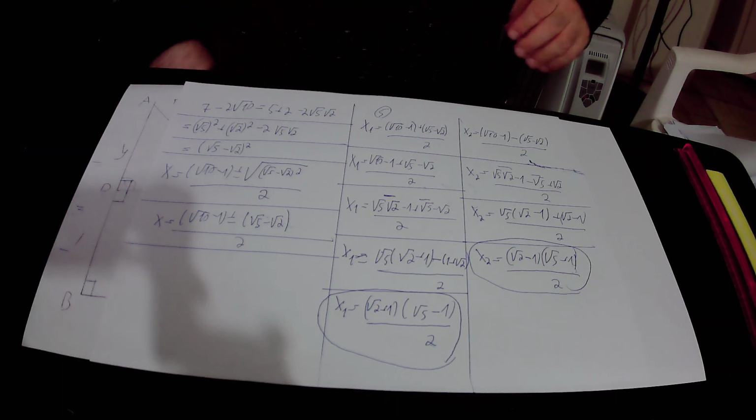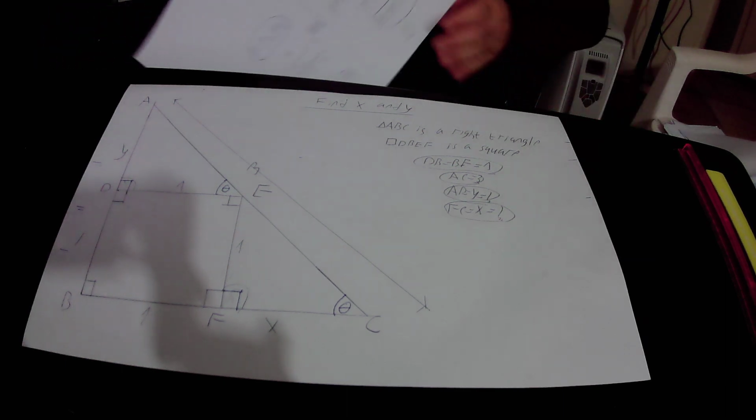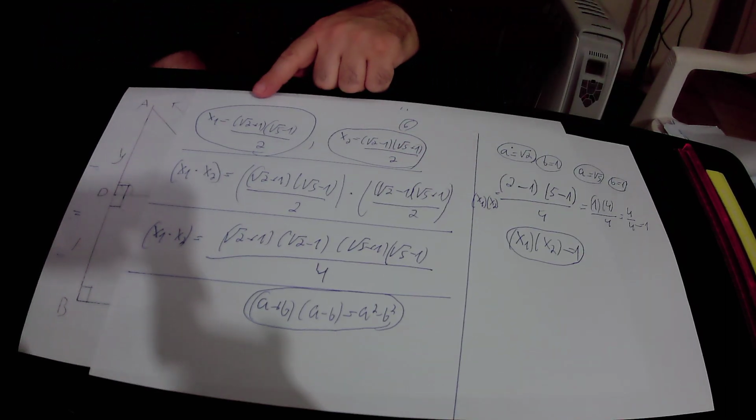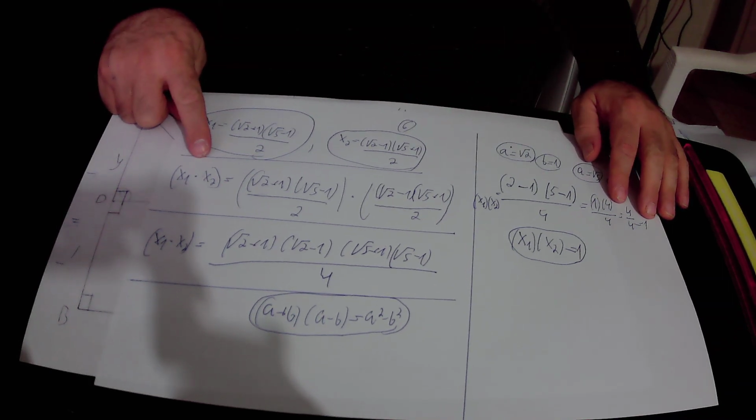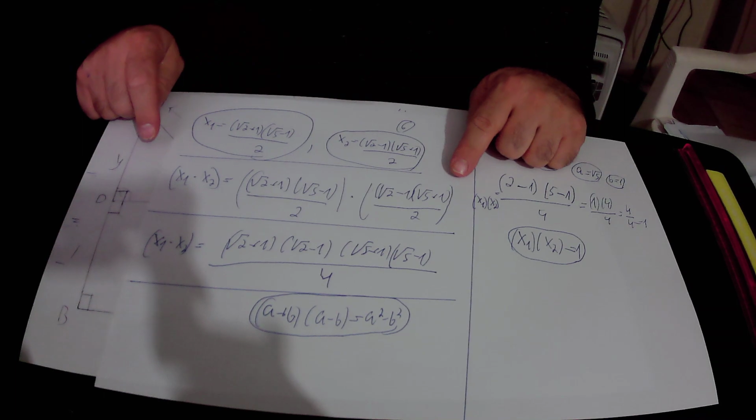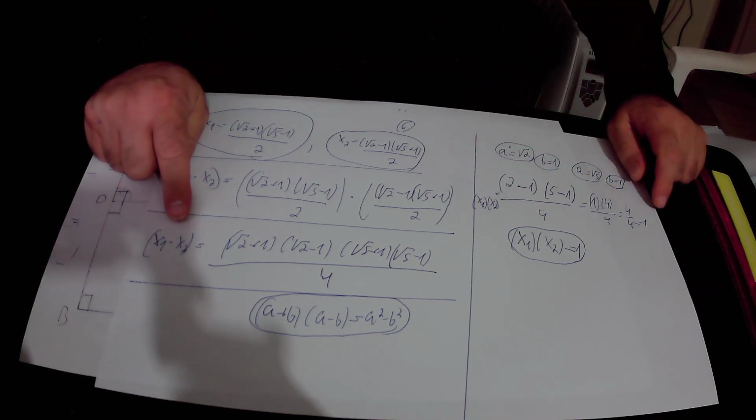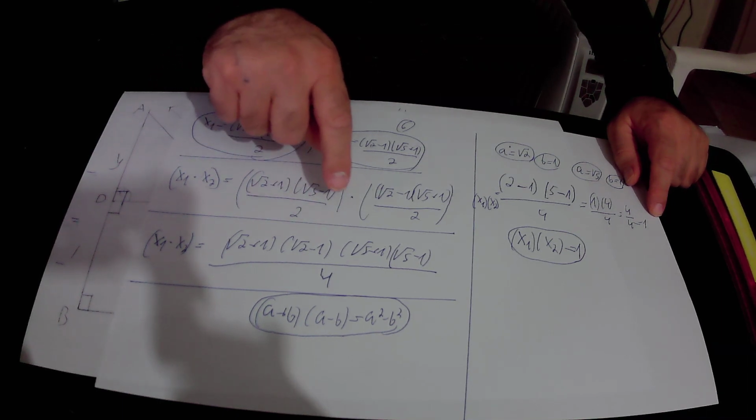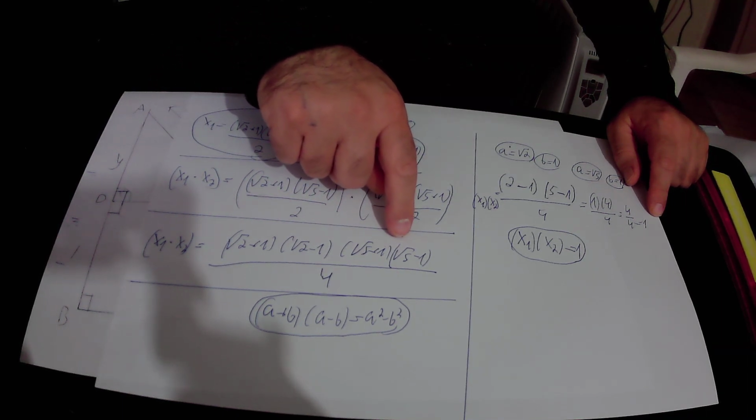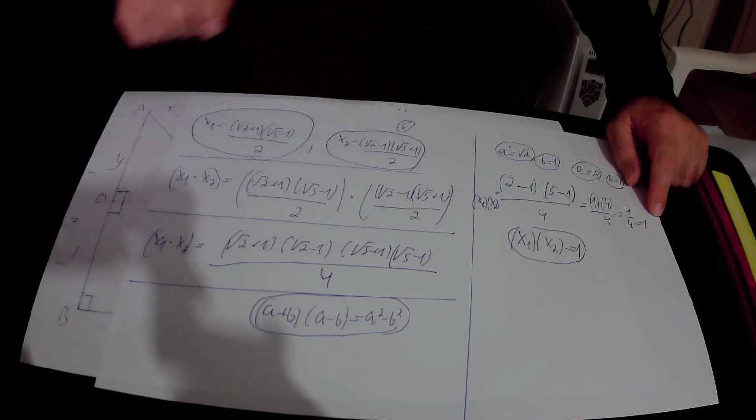Then we multiplied x1 by x2. So this is the value of x1, this is the value of x2, and we multiplied x1 by x2. We got this expression. Then we organized this expression in a different order, and we got that x1 times x2 equals square root of 2 plus 1 times square root of 2 minus 1 times square root of 5 plus 1 times square root of 5 minus 1, all divided by 2 times 2, which is 4.